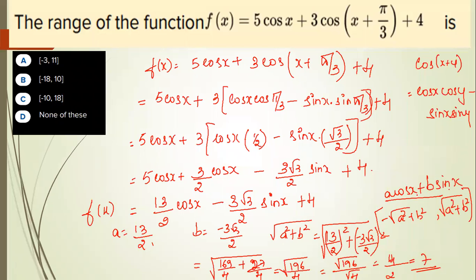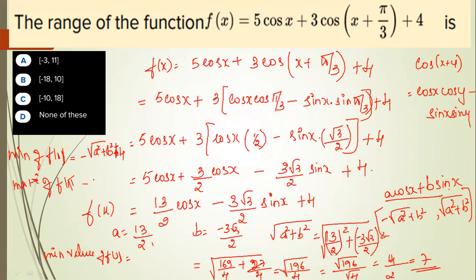If our function was only a cos x plus b sin x, what range would you have written? You would have written -7 to 7. But here there is a +4. So you have to add it. So minimum value of f of x is, okay, I'll write here, minus square root of a square plus b square plus 4, and maximum of f of x is square root of a square plus b square plus 4.